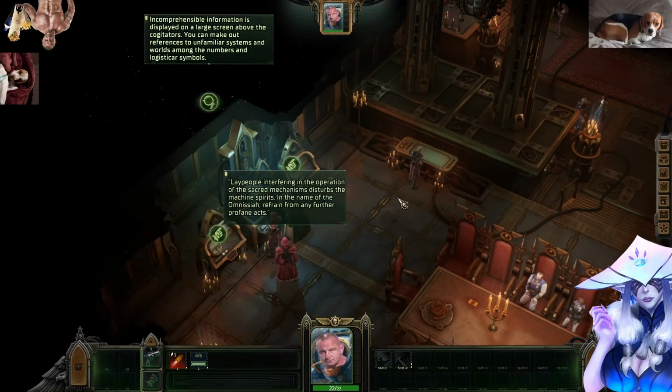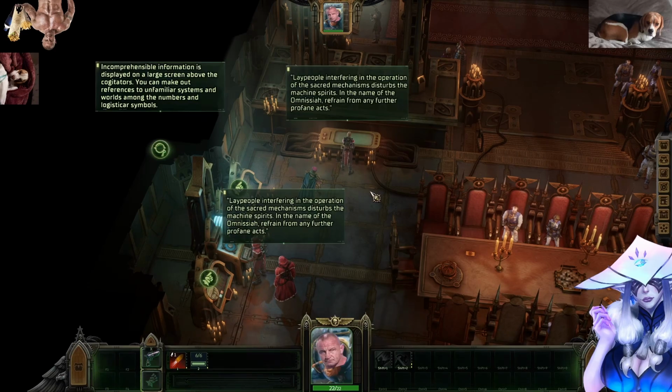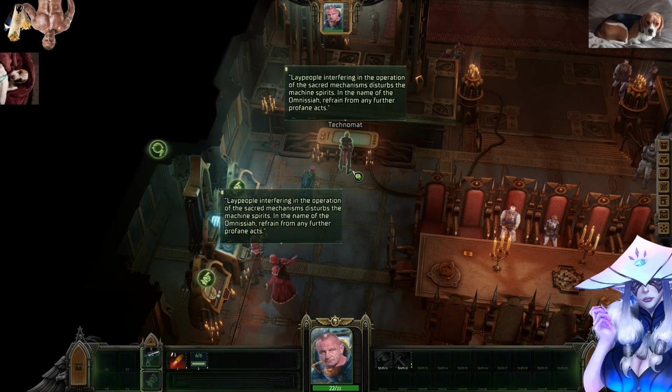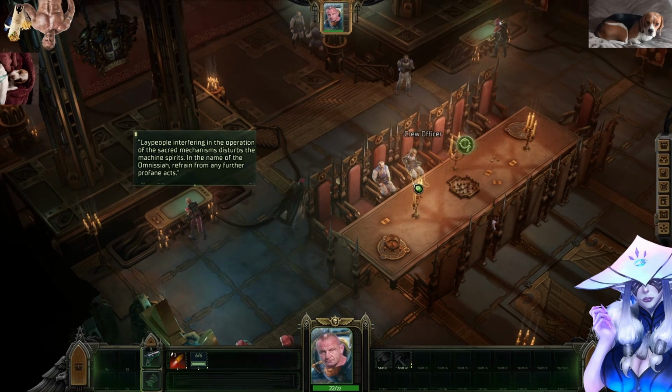Comprehensible information. Okay. More technomat. Late people interfering in this operation of the sacred mechanisms disturb the machine spirits. In the name of the Omnissiah, refrain from any further profane acts.